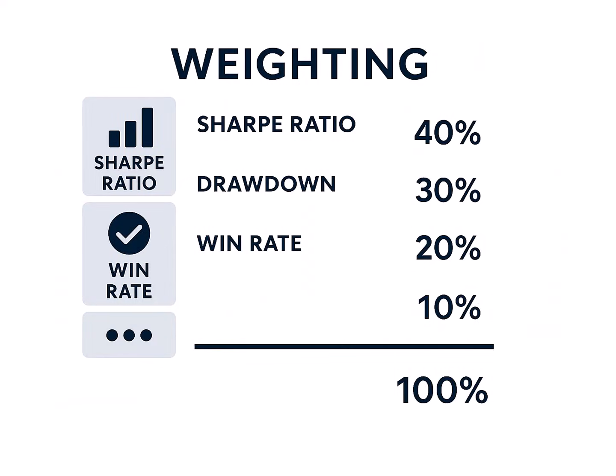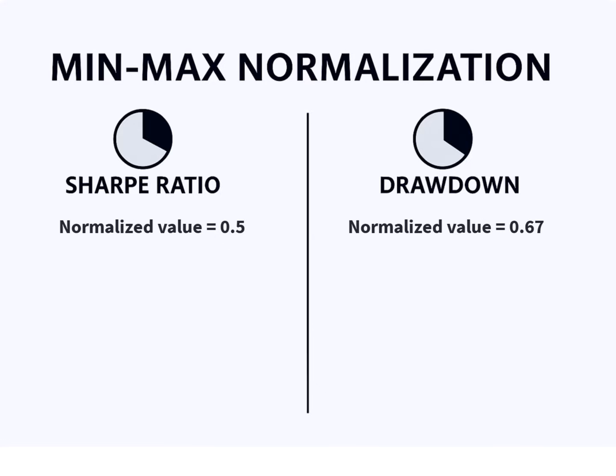In other words, you are telling the model which metric matters more and which matters less. Let's say that in this example we might say that Sharpe ratio has a 40% importance, drawdown 30% importance and win rate 20% importance, and all the other ones 10%. All of these weights together add up to 100%. Now how do we apply these weightings to the normalized scores?